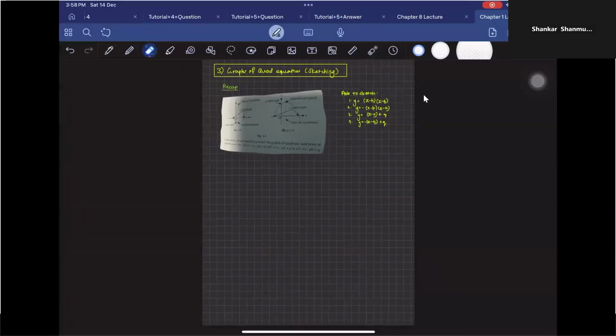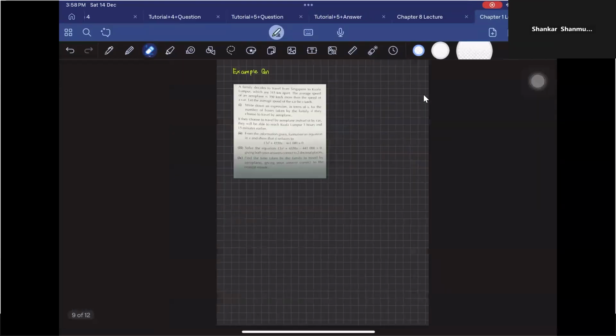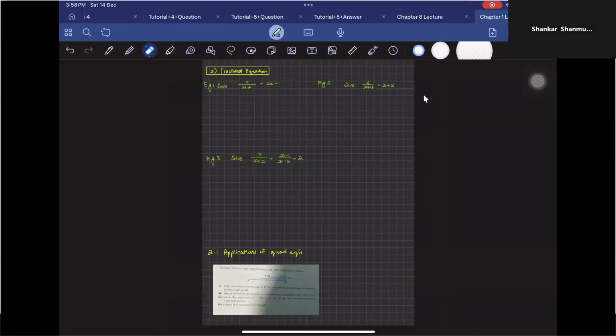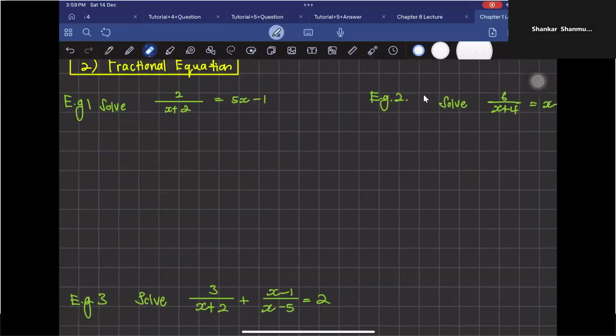Okay, guys. Now I'll be going through the second last component of this chapter. We'll move on to the fractional equation. The concept of this is the same.